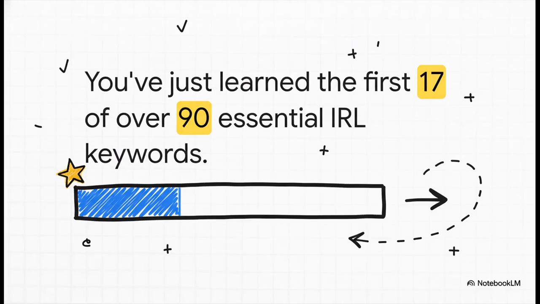And that's a wrap for this round. Take a second, let that sink in. You just powered through 17 essential IRL keywords, from controlling flow with after to gathering data with collect. That's a fantastic start. But remember, with over 90 keywords in the language, we are just scratching the surface here.